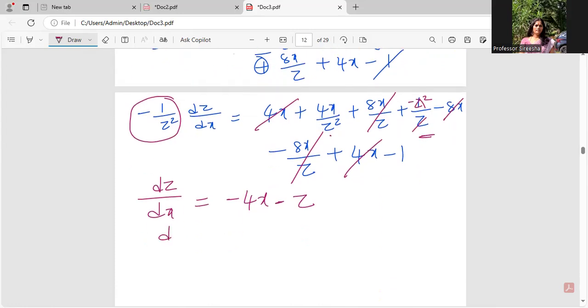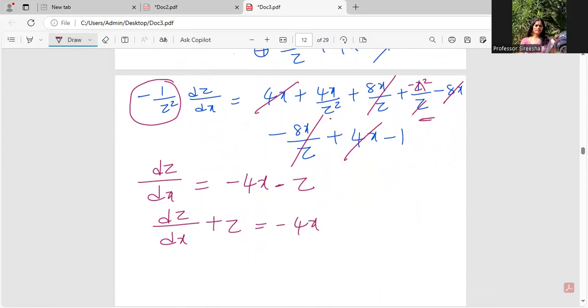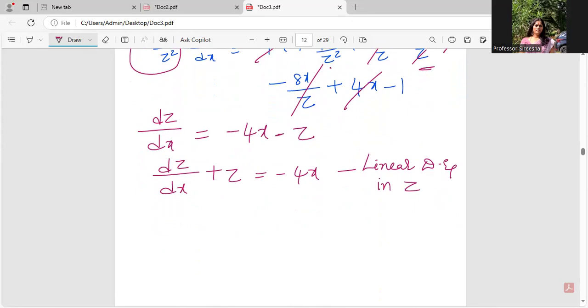Now, dz by dx. Usually a Riccati's equation reduces to a linear differential equation, guys. And many of you would be aware of solving a linear differential equation. Even Bernoulli's is a bit confusing or difficult to some of you. But linear differential equation, it's very easy. I should write like this. Linear differential equation in z. Otherwise, I'll lose track and start writing y kind of things. Where p of x is equal to 1, q of x is equal to minus 4x.